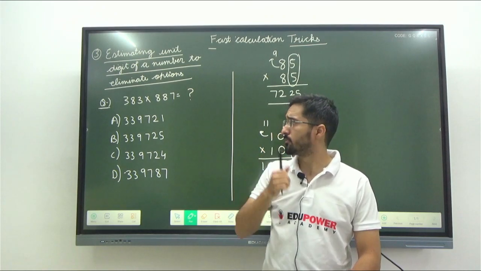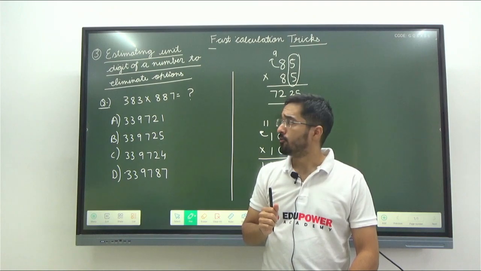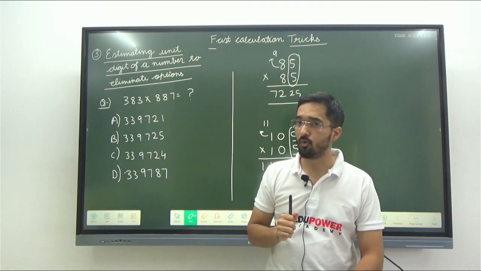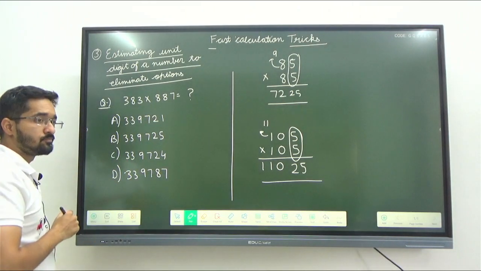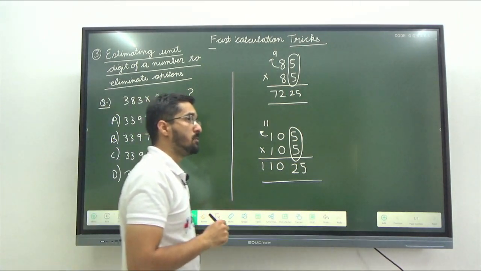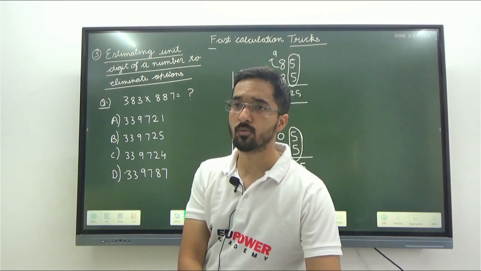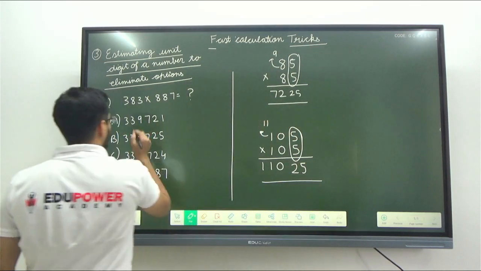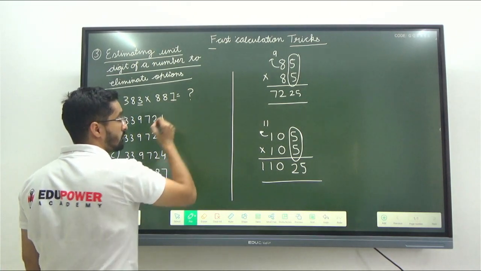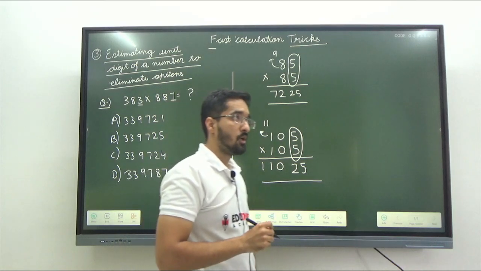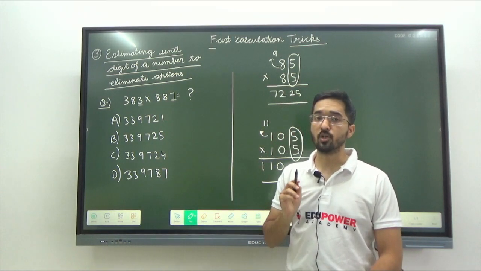Can you just tell me? This trick will come in handy when we have such kinds of questions. What we do is we try to estimate the unit digit of this product. What is the unit digit of this product? 3 into 7 will give us 21, right. What is the unit digit of 21?